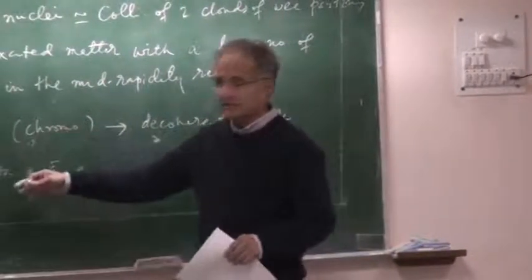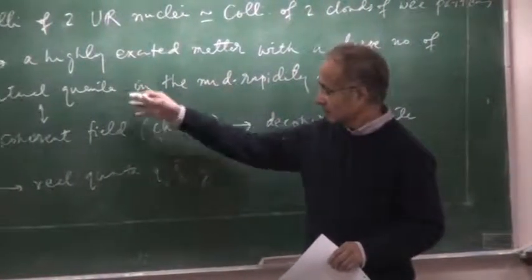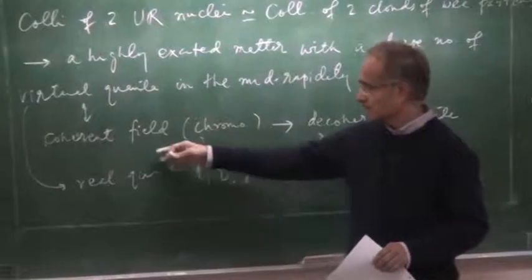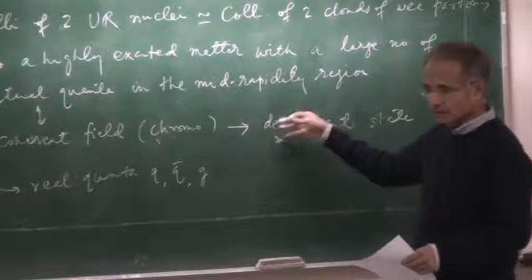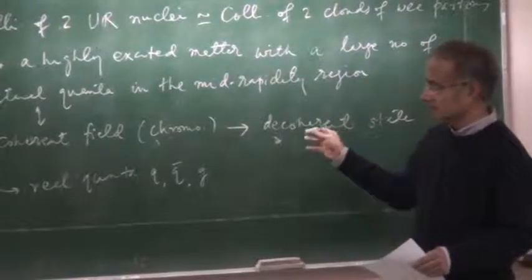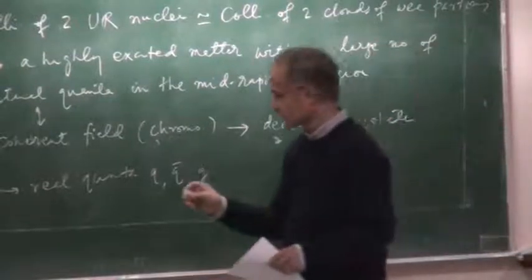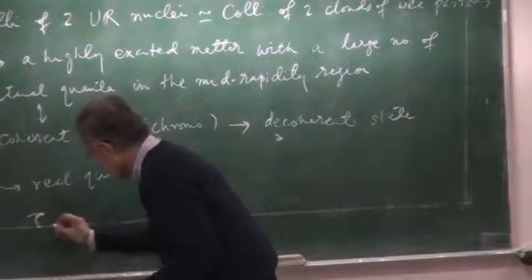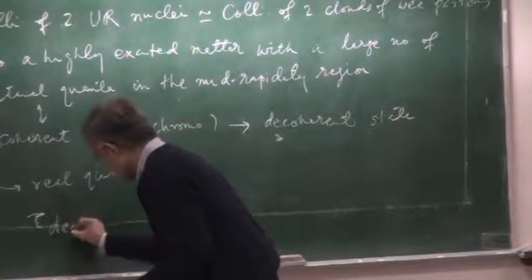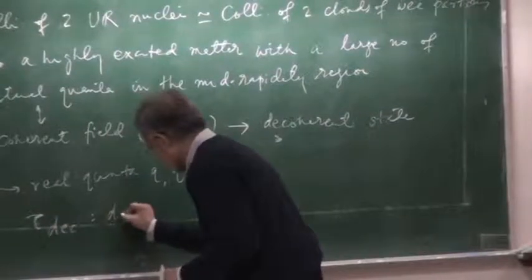Now this is not instantaneous, it takes time. Going from virtual quanta to real quanta, or the same thing, a coherent field getting into a decoherent state, takes time. And there is some characteristic time that's denoted by tau.